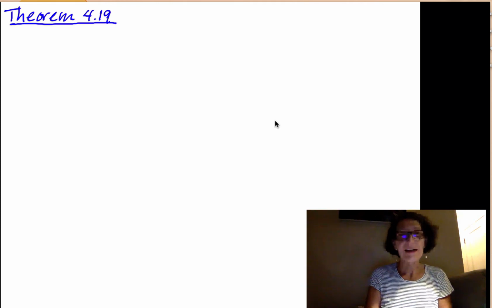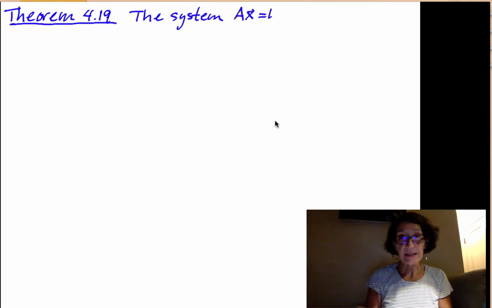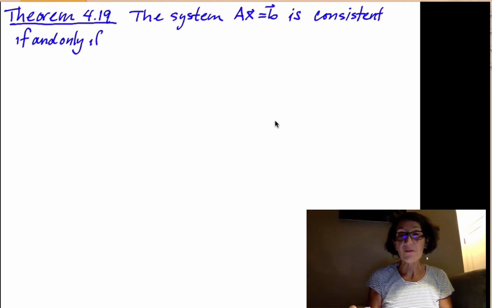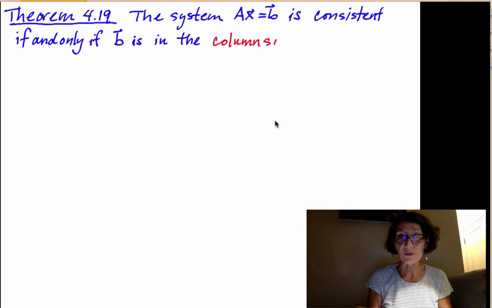Hi, welcome back. In this video, we're going to prove a theorem about systems of linear equations, and then we'll use the theorem in an example. So Theorem 4.19 says the following. The m by n system Ax equals b is consistent, meaning it has a solution, if and only if that vector b on the right is in the column space of the matrix A.